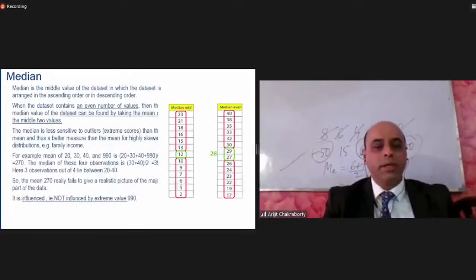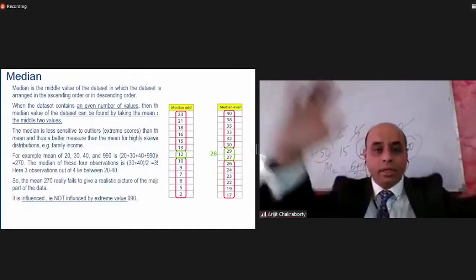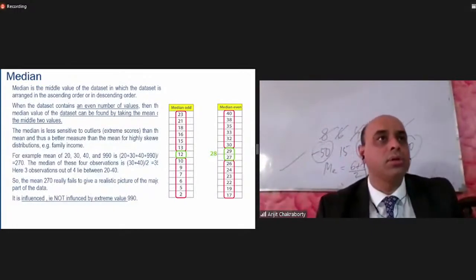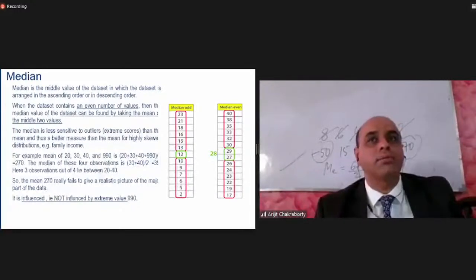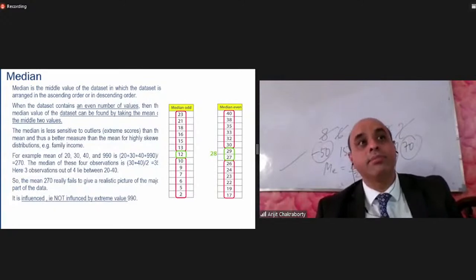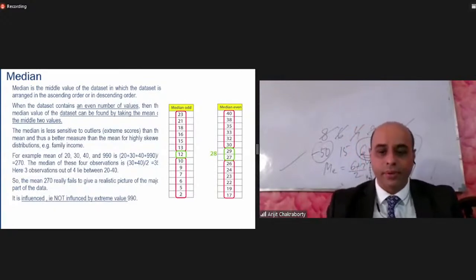Please note, median is not influenced. I hope you can understand. The question may come that which measure is not, say for example, affected by large or extreme numbers. Answer will be median. Mean will be affected by large numbers.